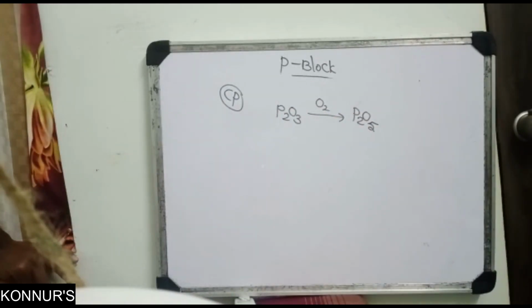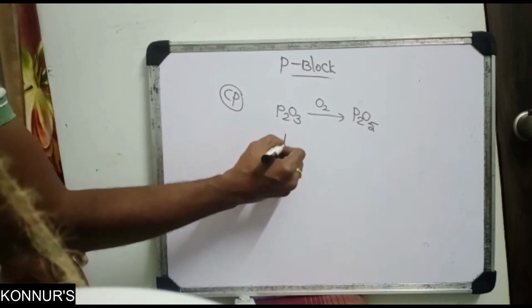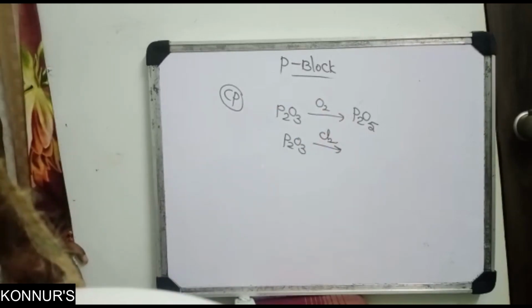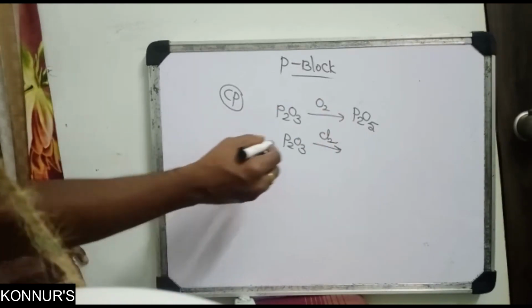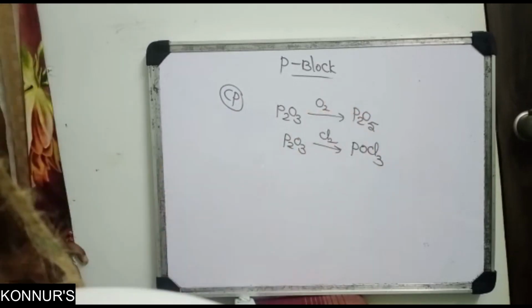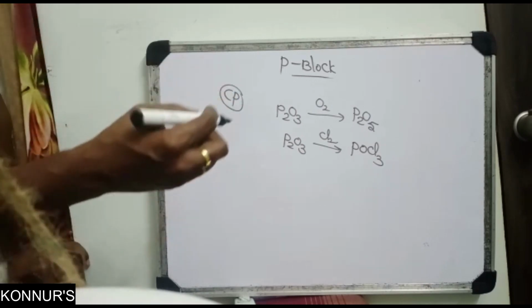Next, P2O3 treated with chlorine. What will be the possibilities? Phosphorus, oxygen, chlorine combination. So what do you get? POCl3. So POCl3 is the possible compound.